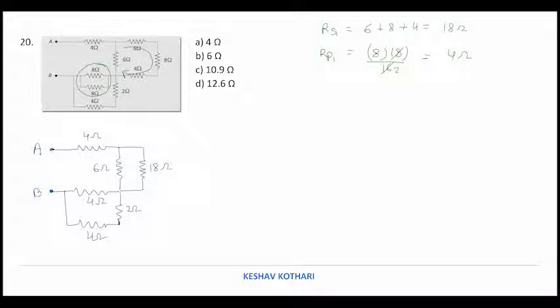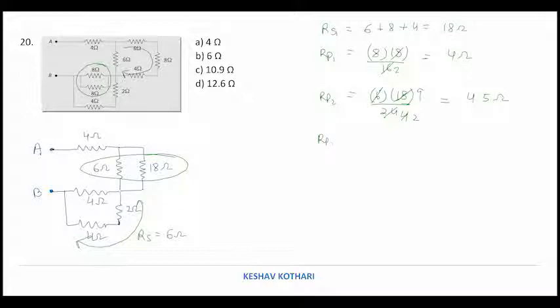So if we start solving for the next phase, I can say that these two are in parallel with each other. So I calculate RP2, which is equal to R1 R2 upon R1 plus R2, that is 4.5 ohm, and these two are in series with each other, that is 6 ohm. Now this 6 and 4 are again in parallel with each other, so I call it RP3. So R1 R2 upon R1 plus R2, that is 2.4 ohm.